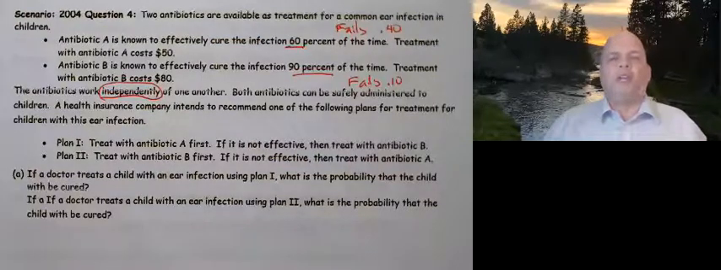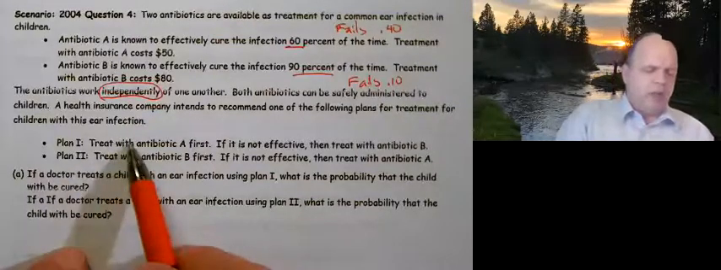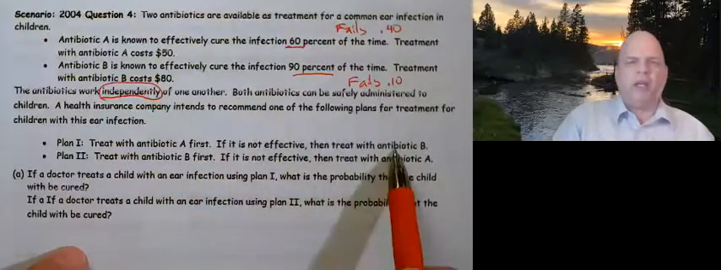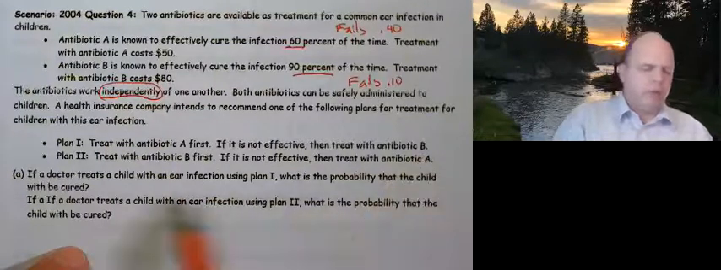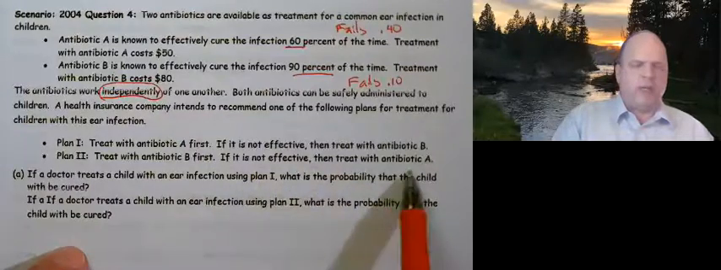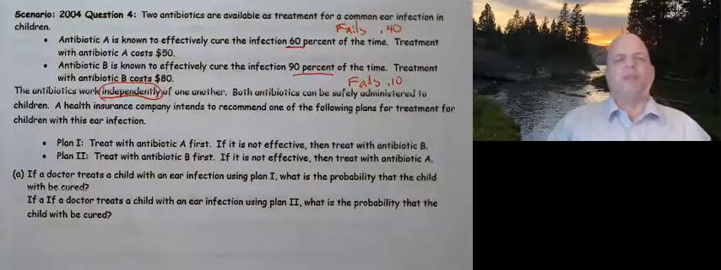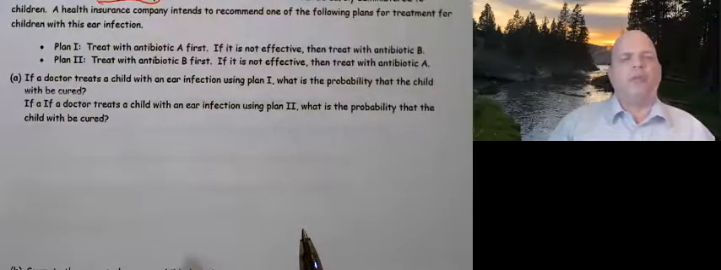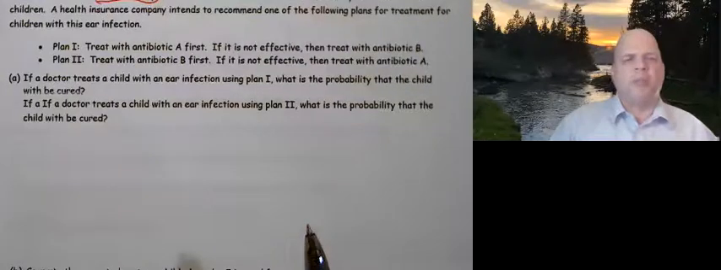So both antibiotics can be safely administered to children. A health insurance company intends to recommend one of the following plans for treatment of children with this ear infection. So plan one, treat with antibiotic A. If it's not effective, then with antibiotic B. Plan two, treat with antibiotic B first. If it's not effective, then treat with antibiotic A. So, if a doctor treats a child with an ear infection using plan one, what's the probability the child will be cured? So let's look at this.